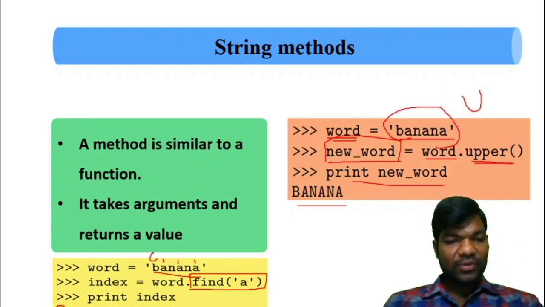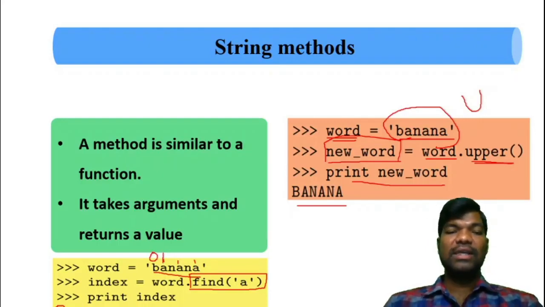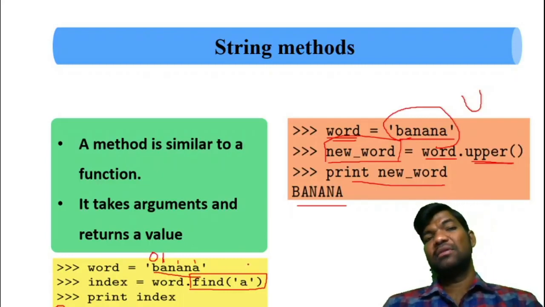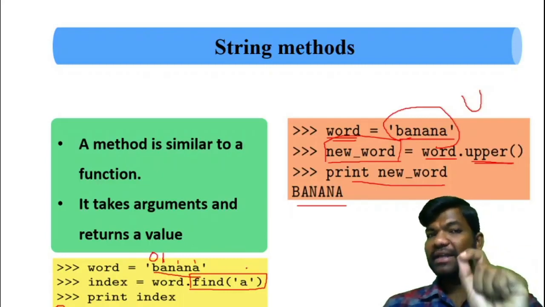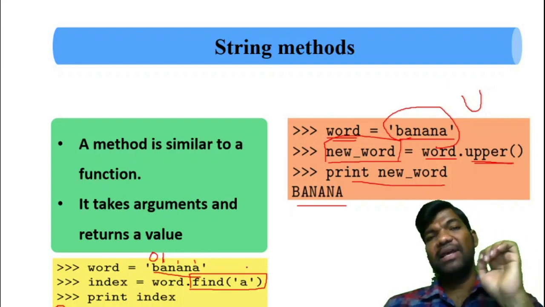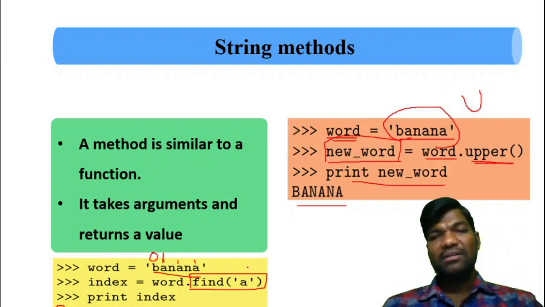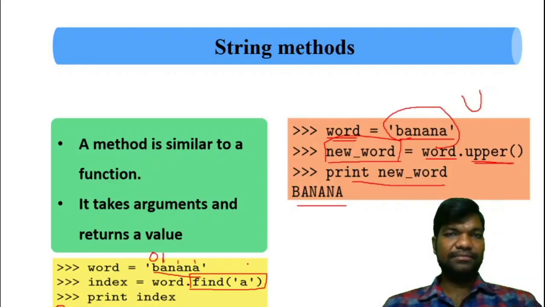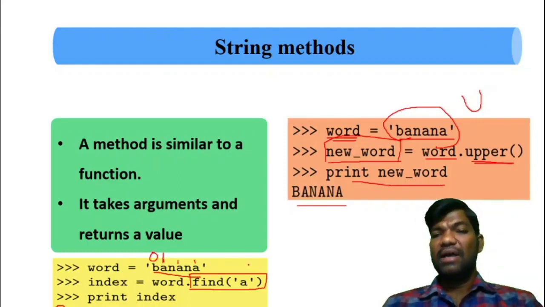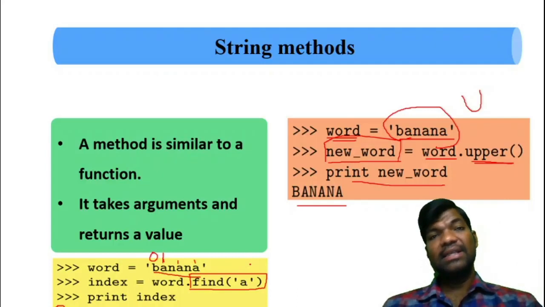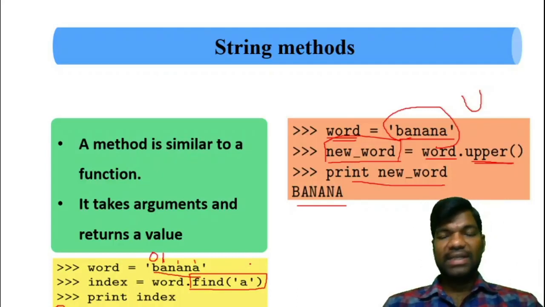So it is in 0 position, it is in first position. So the index of A is 1. It won't consider the remaining. It will consider only the character which first appears in the string, right? So that is the string method concept, right? Let's check these examples and some more methods in the Jupyter Lab.